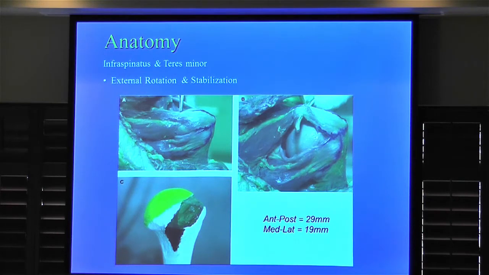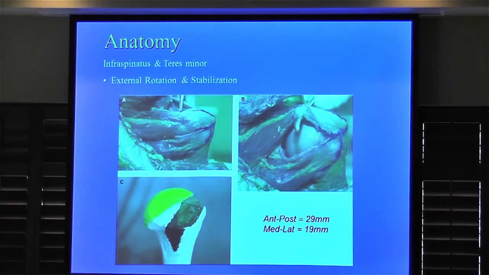The infraspinatus and teres minor, in our terminology, we call this the posterior rotator cuff. Infraspinatus has a very large footprint, almost dog legs in, and overlaps and blends in with the supraspinatus, and that's why they're frequently torn together. And then the teres minor here, which is a player in regards to outcome when these tendons are torn.